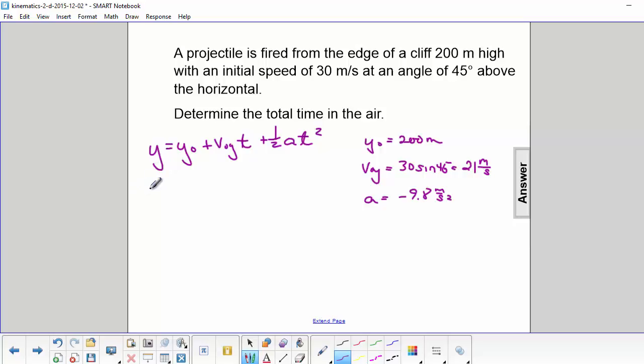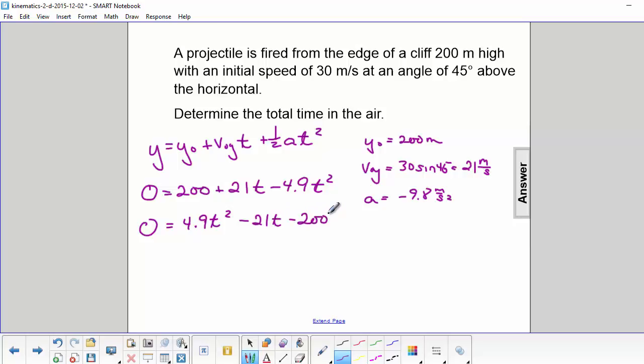So y, it's going down to the bottom, so that's 0. Starts at 200 meters plus 21t, and now half of negative 9.8 is negative 4.9 t squared. So here's our quadratic formula. I'm going to change this around a bit, make it a little nicer, and I'll make it 4.9 t squared minus 21t minus 200. So all I did was multiply everything by -1.